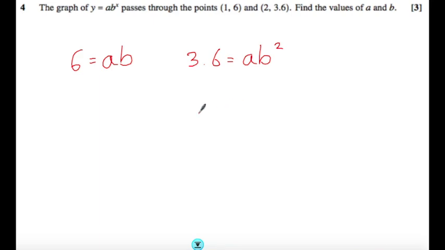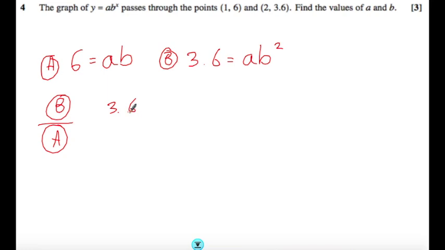Okay. This kind of does look like it could be a log graph question. You could actually do it like that by logging this, but I think doing it like this and then doing simultaneous equations is just as easy. So let's call this equation A and this equation B. Let's do equation B divided by equation A, because what that will do will eliminate the a's in the equations. So on the left hand side we'll have 3.6 over 6, and on the right we'll have ab squared over ab. So the a's cancel, and then this b squared over b will just equal b.